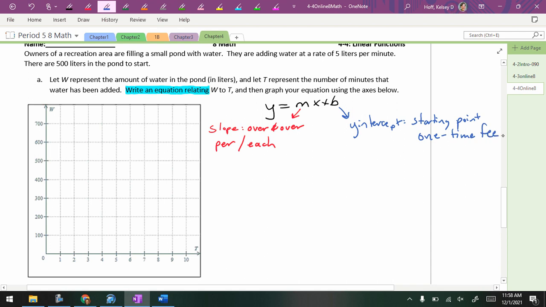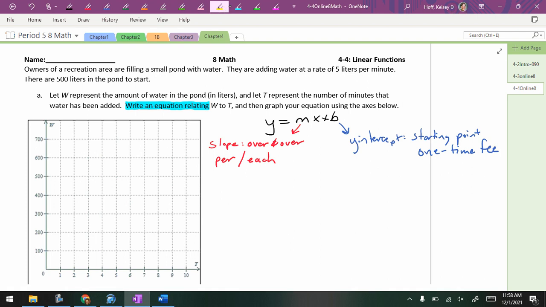So we're going to have to write these equations, and we're always going to mimic y equals mx plus b. We have to replace m and b. M is our slope. B is our y-intercept. All right? So up in our problem, do we have the word per or each? You do. What's your slope? 5, because it says 5 liters per minute. That is an indicator, per, there's your slope. Your slope is 5.